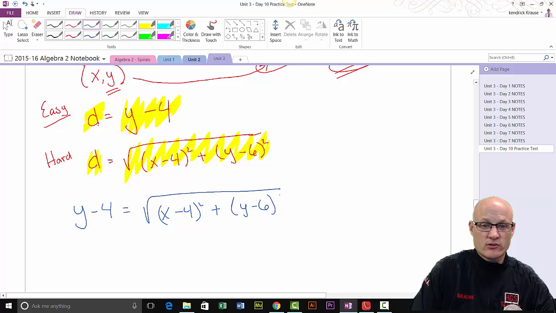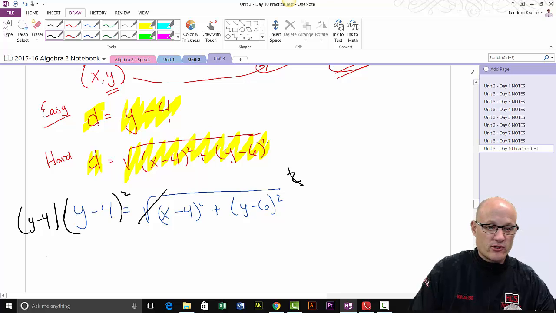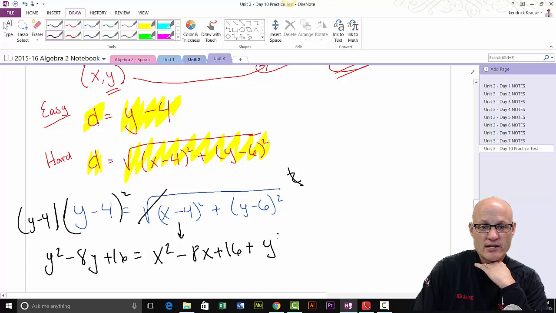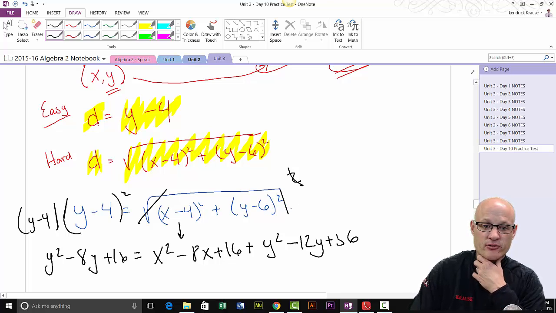So y minus 4 has to equal the square root of x minus 4 squared plus y minus 6 squared. In order to get rid of the square root, I have to square both sides, and the square root cancels. Now this side, I'm not going to do this too often here, kids. This is y minus 4 squared, so this becomes y squared minus 8y plus 16 is equal to, I'm going to double distribute this out, x squared minus 8x plus 16 plus y squared minus 12y plus 36. If you don't know where I'm getting these, write these things out twice and double distribute.